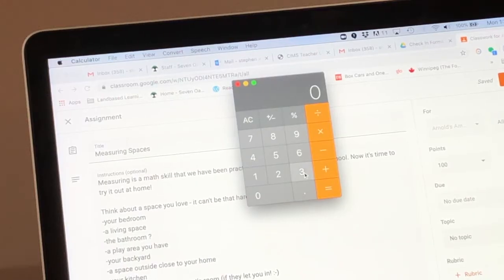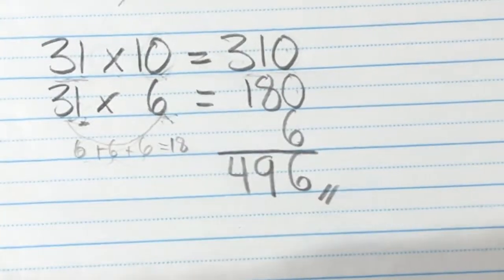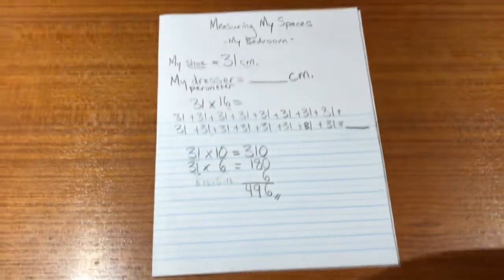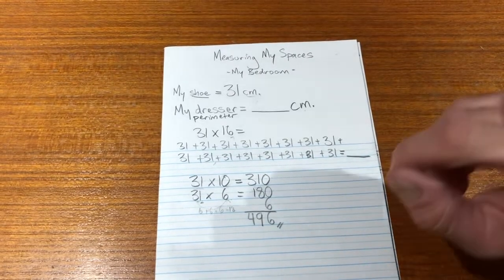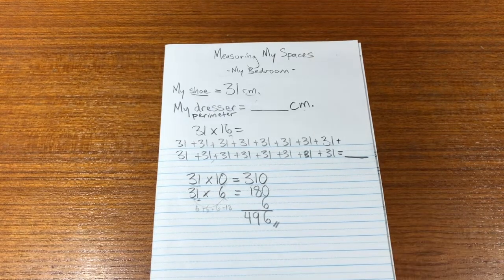Okay, so let's check it out. 31 times 16, that's for me, is 496. That just happens to be my answer. So this is a bit of a challenge. I know there's some big numbers to put together, and hopefully your feet aren't as big as mine, and that the numbers will be a little bit smaller for you.